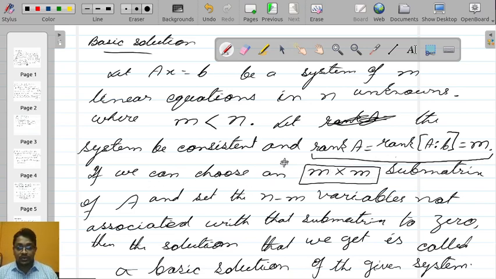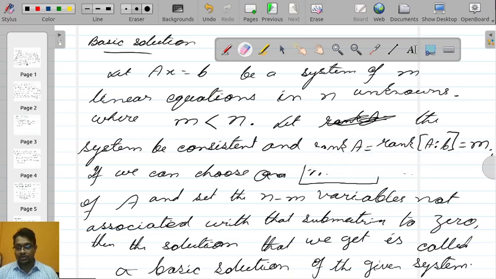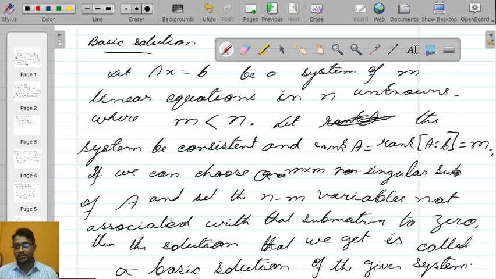If we can choose not only an m by m submatrix, we must choose an m by m non-singular submatrix. Okay, I have to add this here. This is very important actually. Please correct this: an m by m non-singular submatrix. Sorry for the mistake.